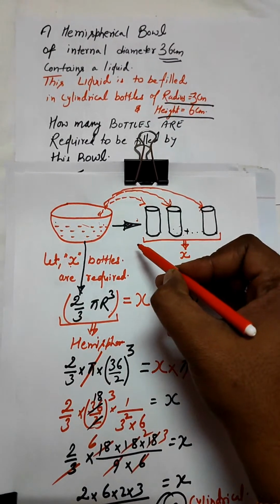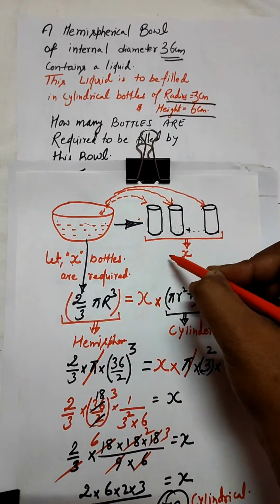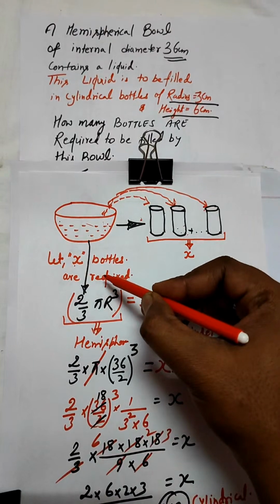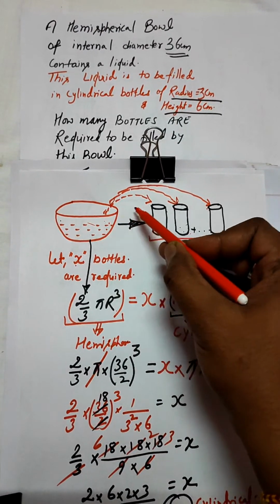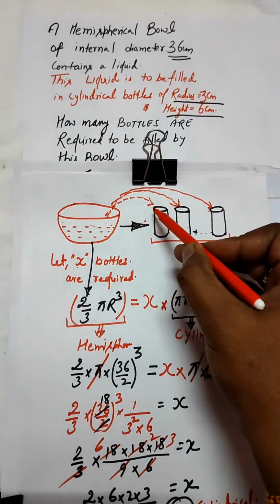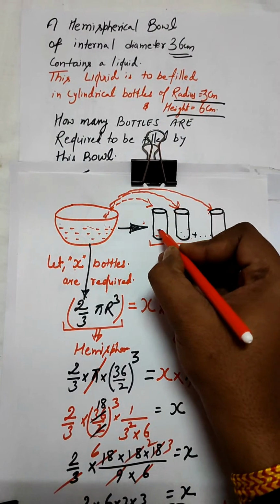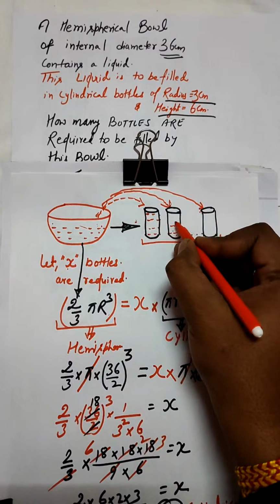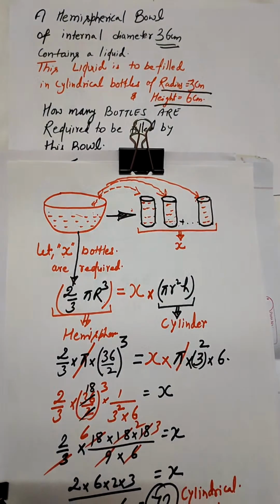We need to find how many such cylinders will be required. So let us assume this as x. We have assumed let x bottles be required, right? Now when this liquid is poured into a cylinder, that liquid will occupy the volume of this cylinder, isn't it? Similarly here. So the same thing is repeating.